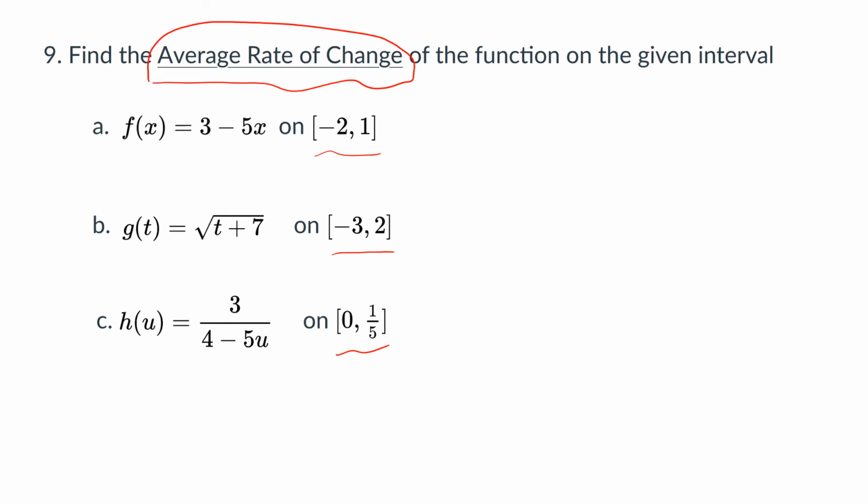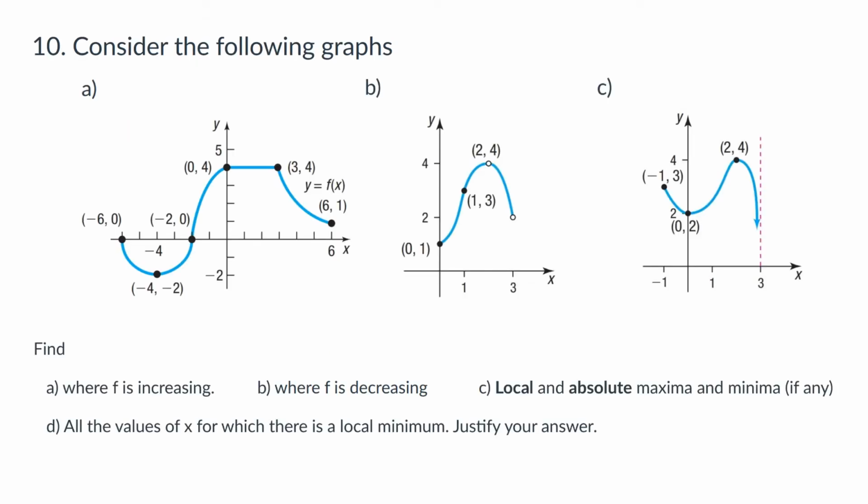Question number 10 is about, if you are given a function, how to find where it is increasing and where it is decreasing, and then what are the local and absolute maxima and minima. Local maximum and minimum are normally the peaks and valleys. Absolute maximum is the largest and the smallest value. Sometimes it exists, sometimes it doesn't. Local maximum and minimum also have some issues sometimes.